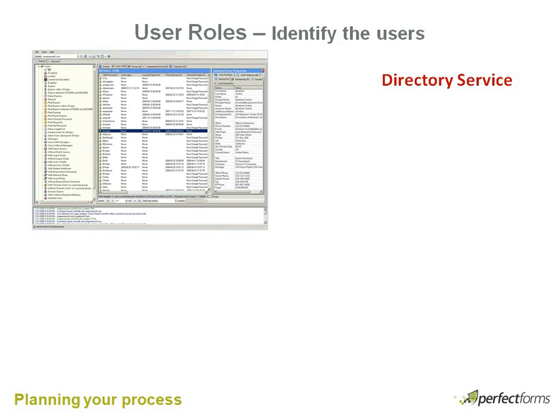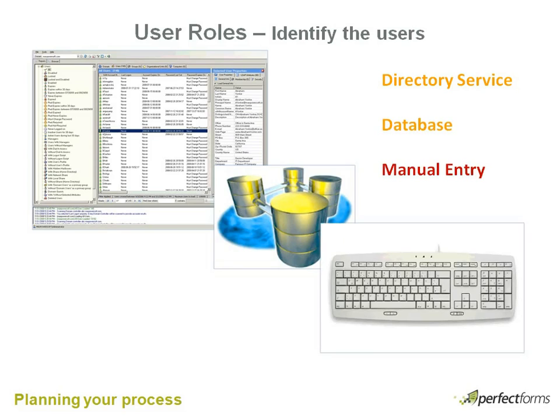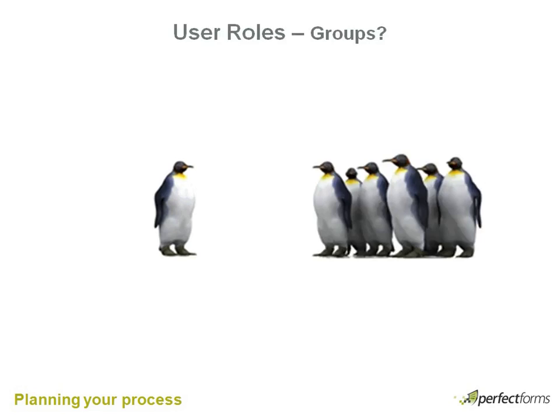Once the roles are defined, then you can consider how to identify the individual users who will occupy those roles on a case-by-case basis. Could it be using a directory service, such as Active Directory, or perhaps a lookup into a database, or manual entry by users? Another thing to consider is whether the forms will be routed to individuals or to groups. If the requests are routed to groups, consider how many members of the group might interact with the forms. Will the first member to open a request take sole ownership of that task, or could any member of the group access the task at any time?